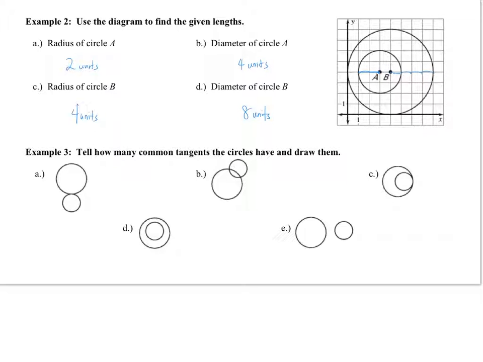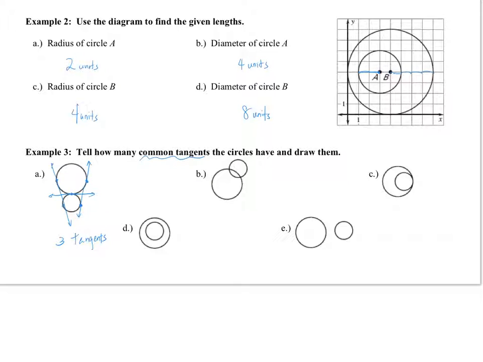And example 3, tell how many common tangents the circles have and draw them. So common tangents would just mean a tangent line that would touch or intersect both circles at a point each. So if I look at these 2 circles here, we can draw one from here, and they are tangent to the big circle in 1 point and tangent here as well. And we could do this. We can also do this. So there's 3 tangents.